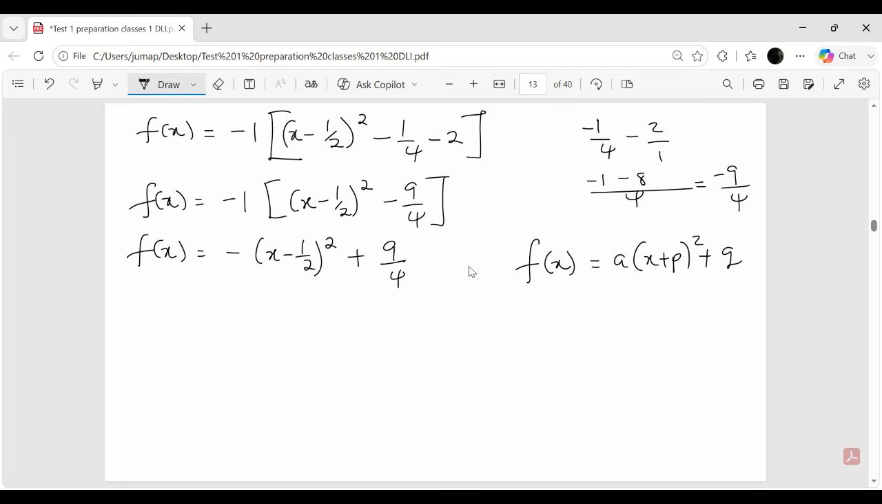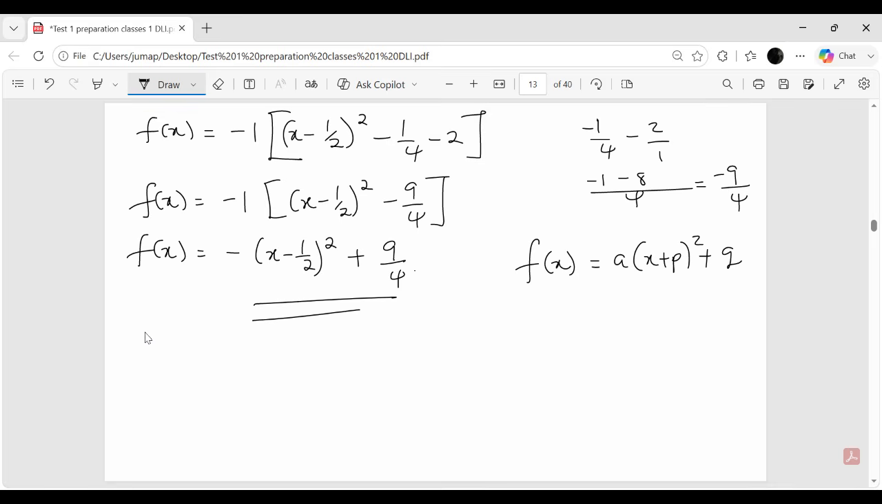Okay, so that is how you write it. You can see your a: we factored out negative 1. You've seen that negative 1 is in front; I can't write negative 1 here because the 1 is invisible. Then you have the x plus p, just that here it's x minus 1 over 2, so it doesn't have to be plus. That's just a sign in the general function. Then the square is here, then plus the q, which is this. All right, so you're done with the first one.